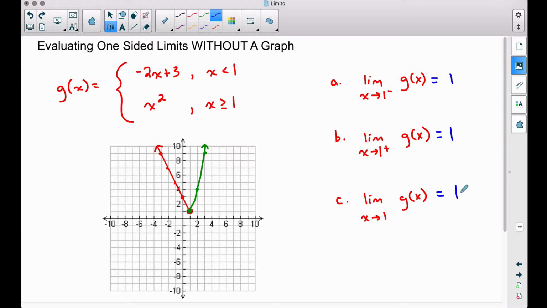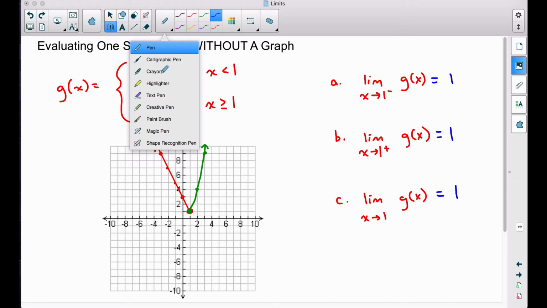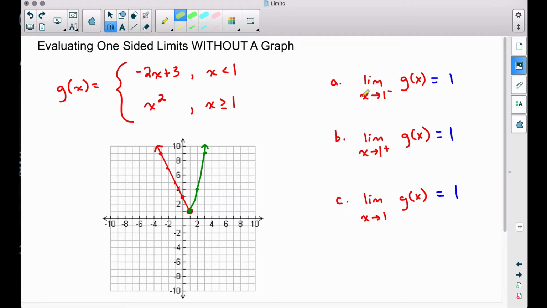Now, to motivate the idea to get you to do this without making a graph is to look at these domain restrictions. If x is approaching 1 from the left, we want to consider values of x that are less than 1, because values of x that are less than 1 are going to be on the left side of 1. That's why we dealt with the line.